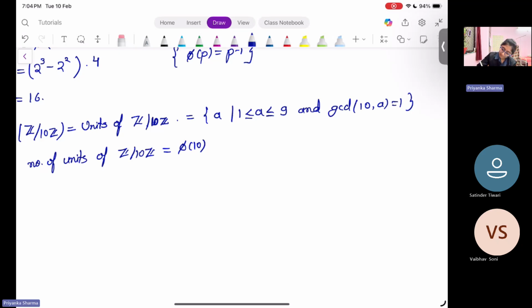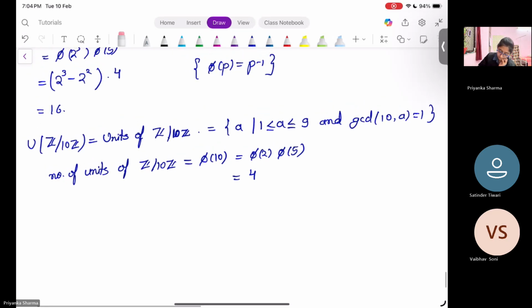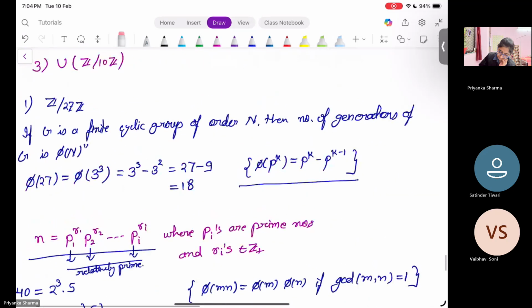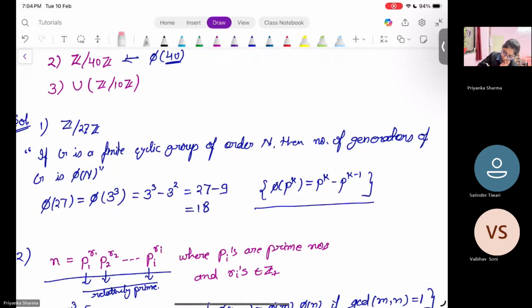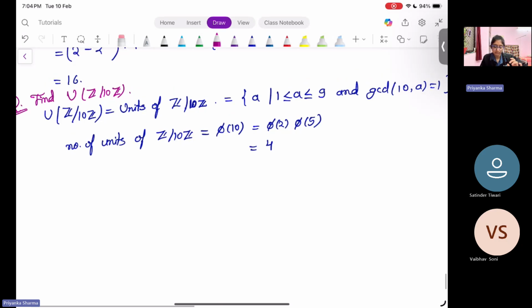So what is phi of 10? Phi of 10 is phi of 2 into phi of 5. Phi of 2 is 1 and phi of 5 is 4. So this is 4. Okay, so how many elements will be there in the units of Z over 10Z? There will be only 4 elements.